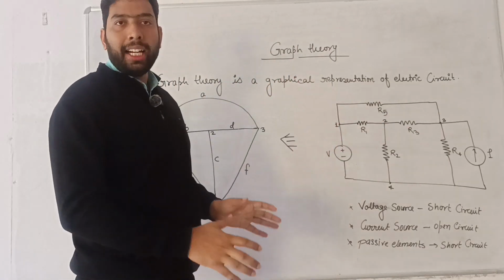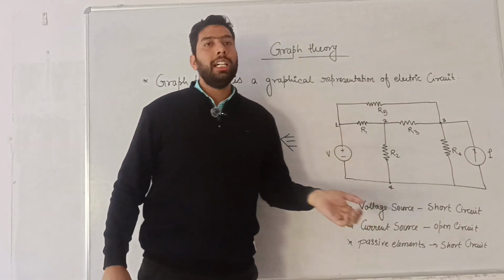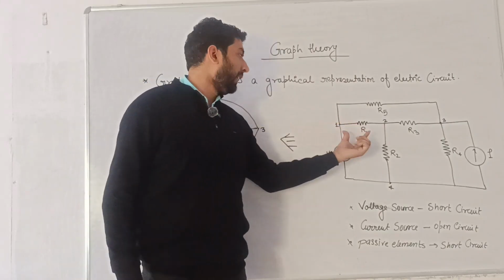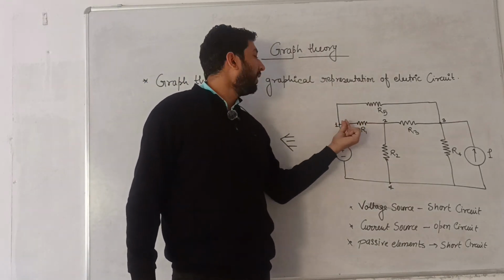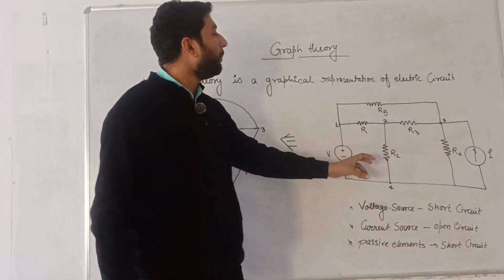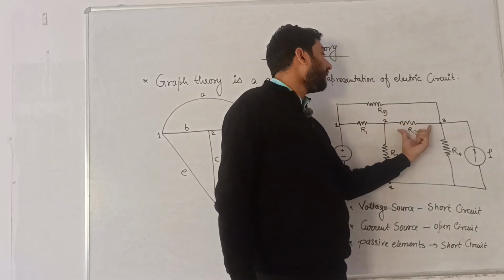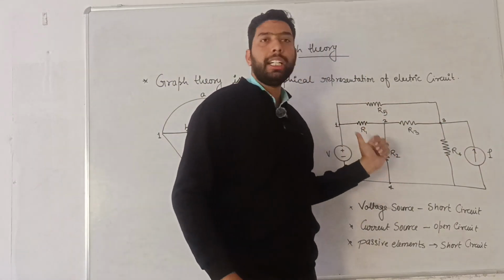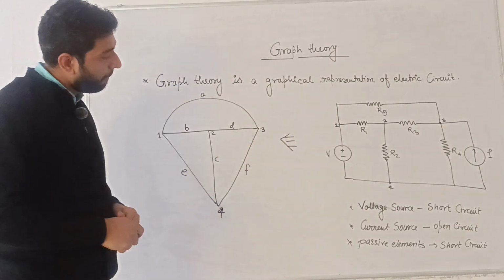These nodes are connected with branches, basically a path which is connected between two nodes. Here R1 is considered as a path which is connected between the first and second node. In the same way, R2 is also taken as a branch, R3 is also a branch, R4, R5, and the current and voltage source which are connected in a wire are taken as branches.